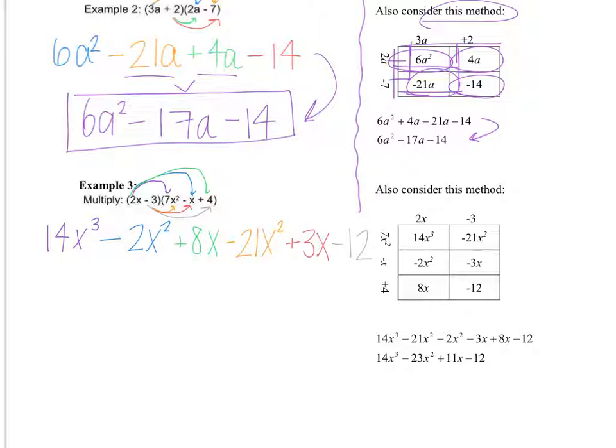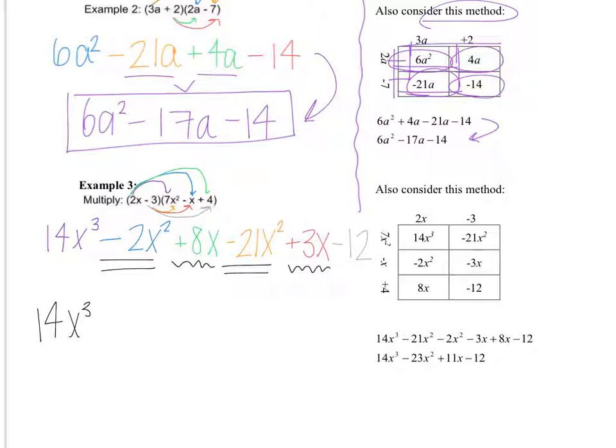But this looks like a huge mess. So ugly. So we're going to start combining some terms. I see a negative 2x squared and a negative 21x squared. So those will combine. I see an 8x and a 3x. So those will combine. But the 14x to the third is going to stay because there's nothing to combine with it. So 14x to the third goes first since it's the one with the highest power.